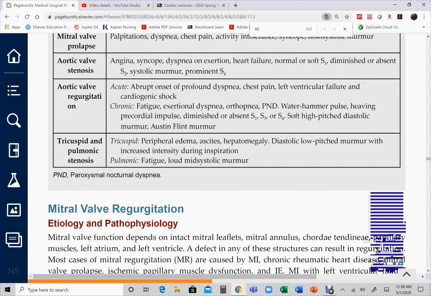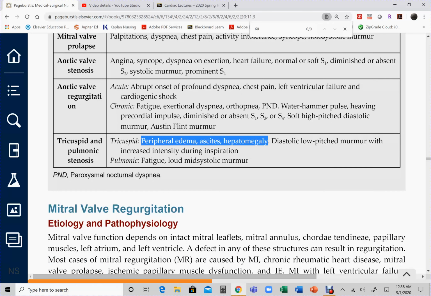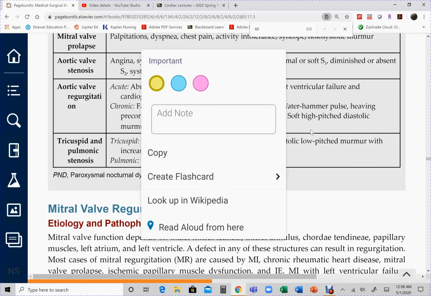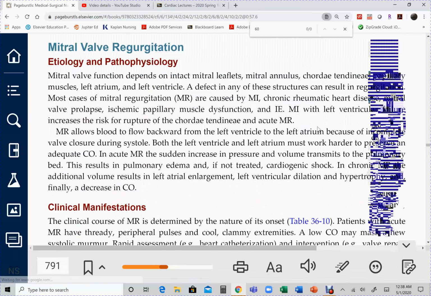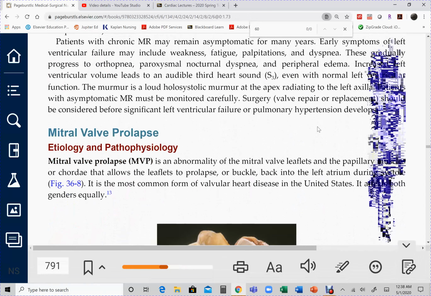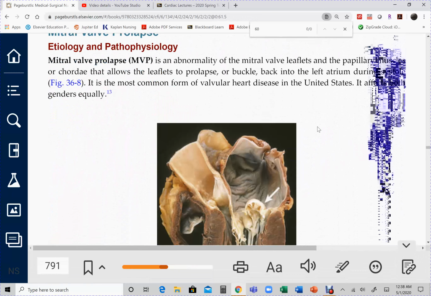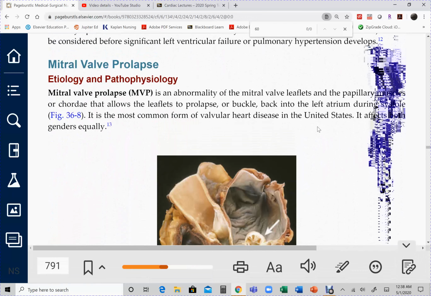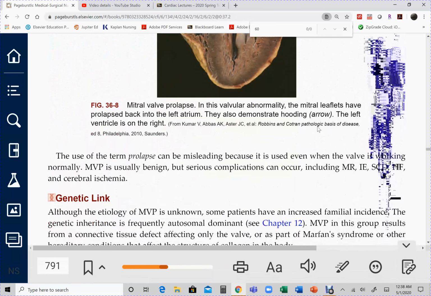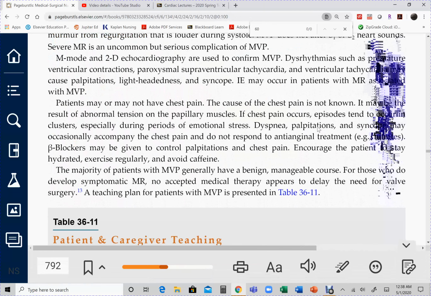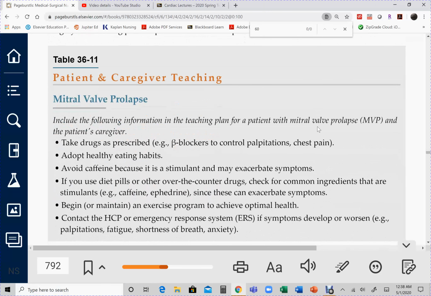On the right side, on the other hand, the tricuspid and the pulmonic valves are on the right side, so that's why you have here your signs of right-sided heart failure. And that's it, because the only management here is, because the patient has heart failure, you treat them with diuretics. And surgical management, of course, will be to repair or replace the valve.